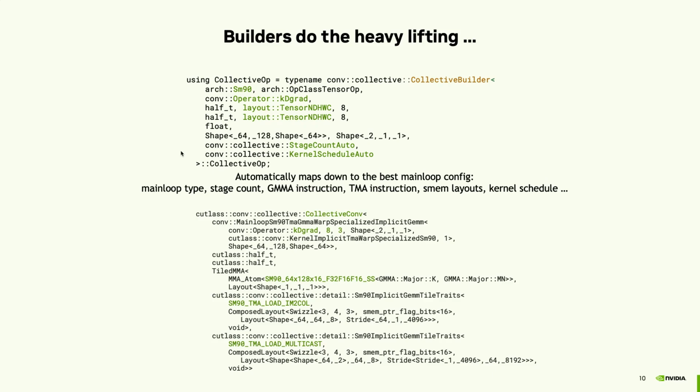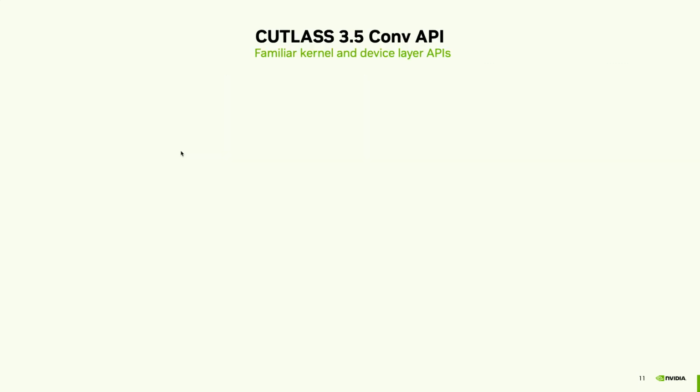And of course, the collectives still remain our primary API for an expert user. If you want full control, you're welcome to use the collective API directly. But the builders are there as a convenience.